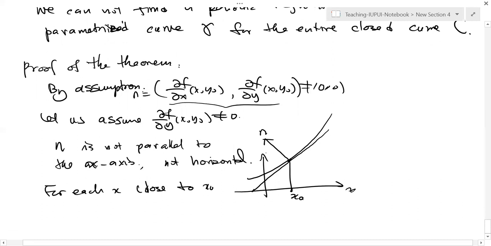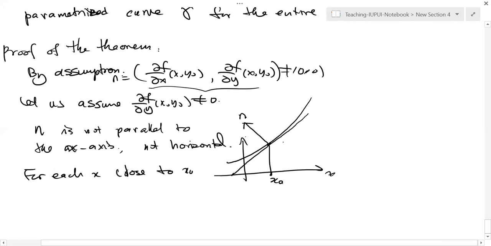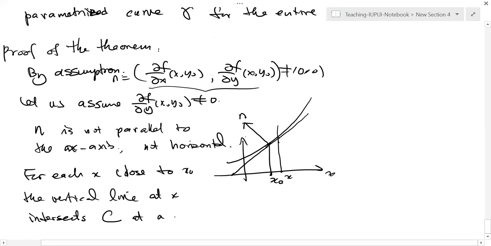There was a so-called inverse theorem. Okay, we're not going to go through that detail. Just look at the picture. So just accept this theorem. If x is close to this, then go up, because the curve is very close to the tangent line. This is the tangent line at that point. So the vertical line at x intersects C at a unique point.